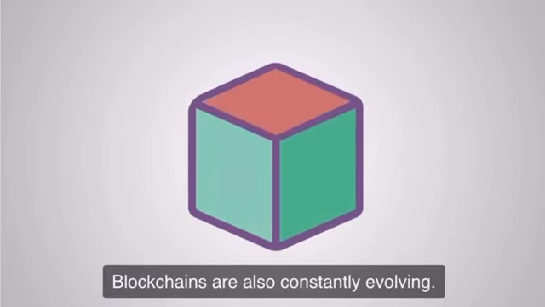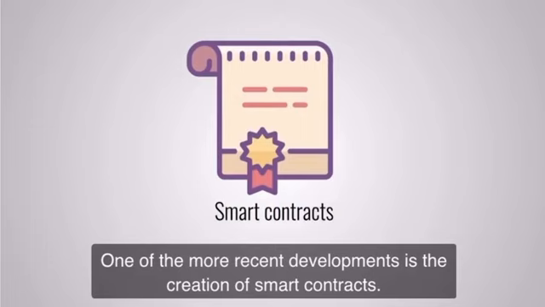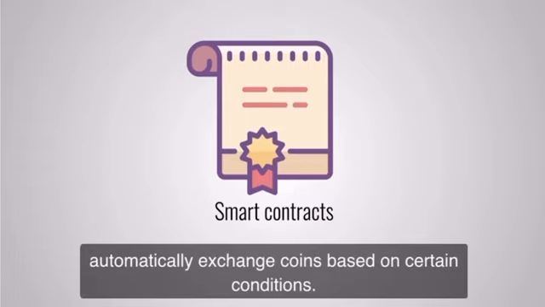Blockchains are also constantly evolving. One of the most recent developments is the creation of smart contracts. These contracts are simple programs that are stored on the blockchain and can be used to automatically exchange coins based on certain conditions.